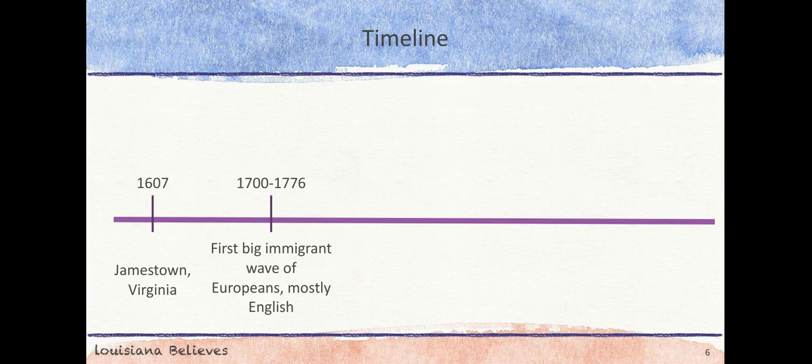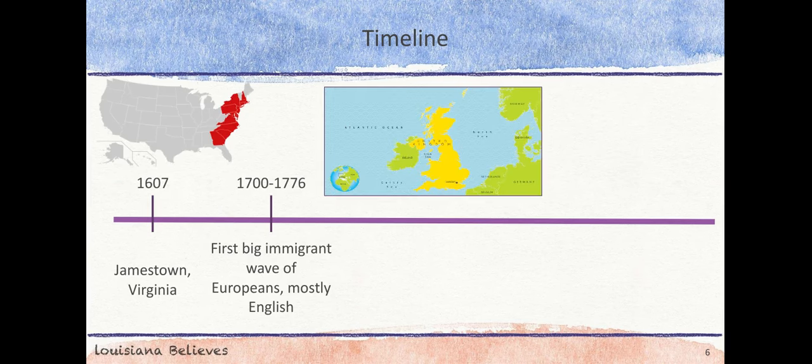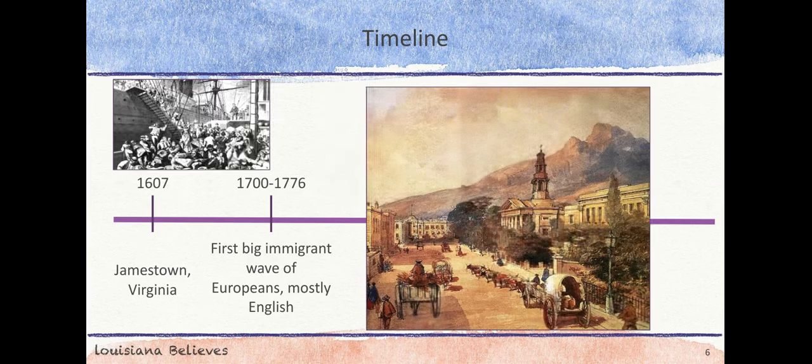During the American Revolution, huge groups of Europeans immigrated to the United States, mostly from England. They settled along the Atlantic coast in the original 13 colonies from New Hampshire to Georgia.